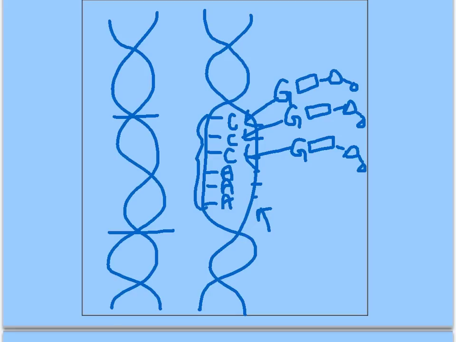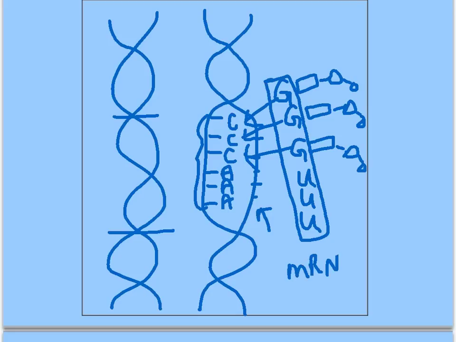Of course, what matches with A in DNA is T, but we're making RNA, so we're going to put a U instead of a T, and another U, and another U. So now this is our piece of messenger RNA that has been transcribed or copied from the DNA in the nucleus. And this piece of messenger RNA will go out through one of those holes called the nuclear pores out into the cytoplasm to a ribosome.